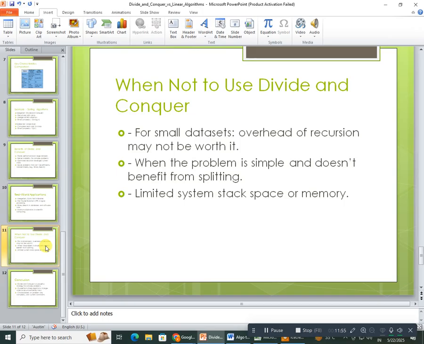Now, when not to use divide and conquer: for smaller data sets. If you are having a smaller data set, dividing and then combining will not be worthwhile. It will take up a lot of time, and it will lead to wastage. So this is not recommended for smaller problems, or when the problem is simple and doesn't benefit from splitting.